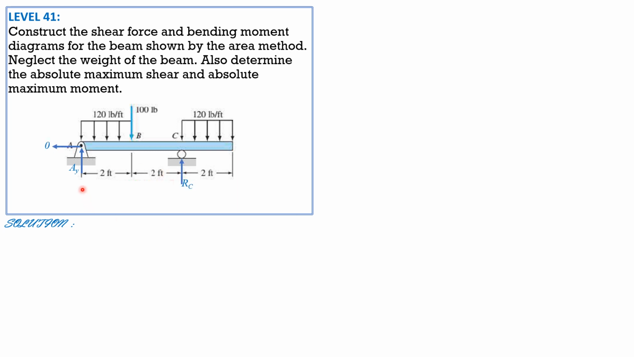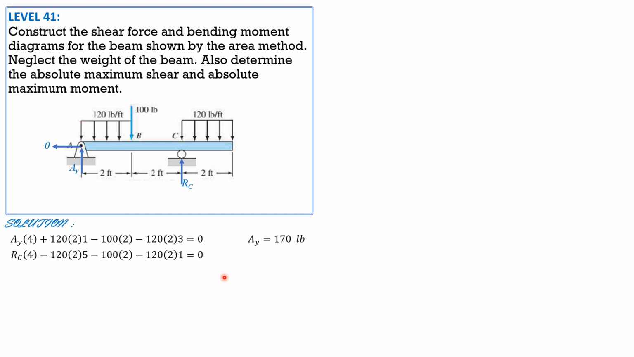C. Summation of moments about C equals 0: AY times 4 plus 120 times 2 times 1 minus 100 times 2 minus 120 times 2 times 3 equals 0. So AY is equal to 170 pounds. Then summation of moments about A equals 0, counterclockwise positive: R sub C times 4 minus 120 times 2 times 5 minus 100 times 2 minus 120 times 2 times 1 equals 0. So R sub C is equal to 410 pounds.